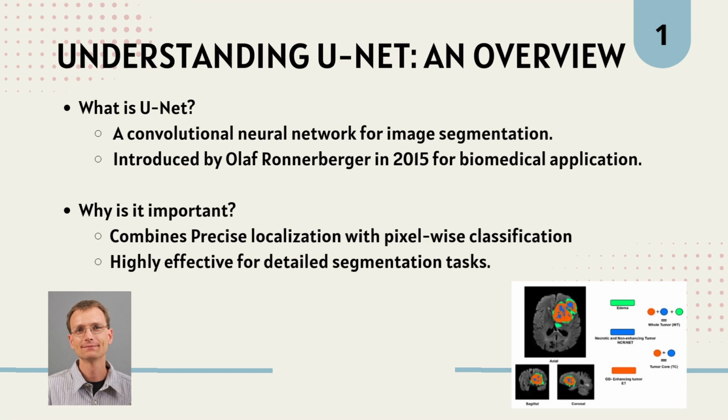UNET was introduced by Olaf Ronneberger in 2015, initially targeting biomedical applications. What sets it apart is its ability to combine precise localization with pixel-wise classification, making it exceptionally powerful for detailed segmentation tasks. Its unique architecture has made it indispensable not only in medicine but also in fields like remote sensing and autonomous driving. The model is a testament to how deep learning can revolutionize image analysis.